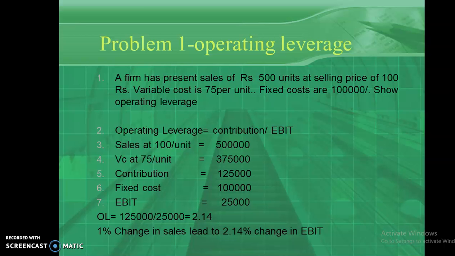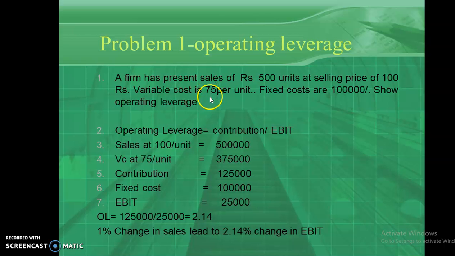Operating leverage. A firm has present sales of 500 units at selling price of 100 rupees. Variable cost is 75 rupees per unit. Fixed costs are 1 lakh rupees. Show operating leverage. So there is a formula to calculate operating leverage. Operating leverage equals contribution divided by EBIT. So first you can calculate sales. Sales equals 500 into 100. So you will get 5 lakh.